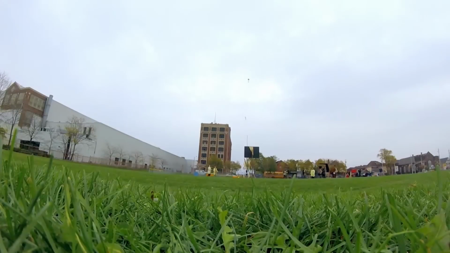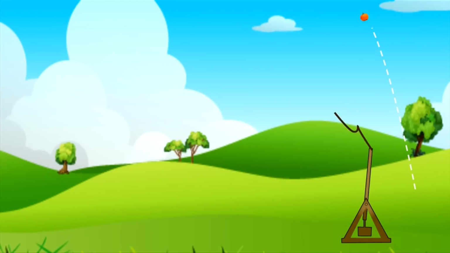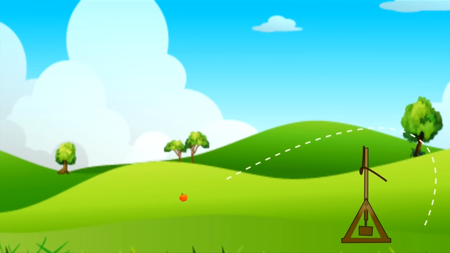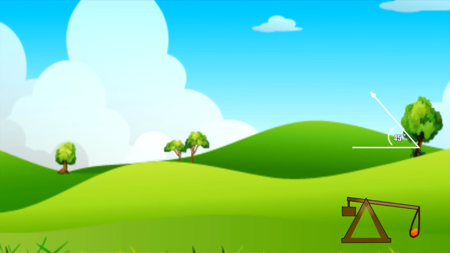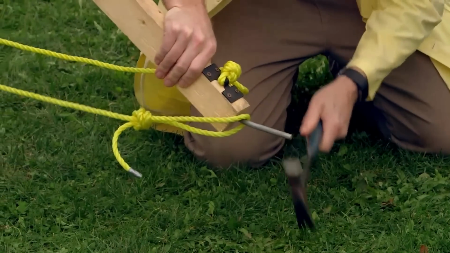How far the pumpkin goes all comes down to when the rope slips off the pin at the end. If the rope slips off too early, the pumpkin goes up and not very far. Too late and the pumpkin goes straight, which means it'd hit the ground sooner and doesn't go as far. A 45-degree angle is just right. And how do you adjust it? By simply bending the pin.